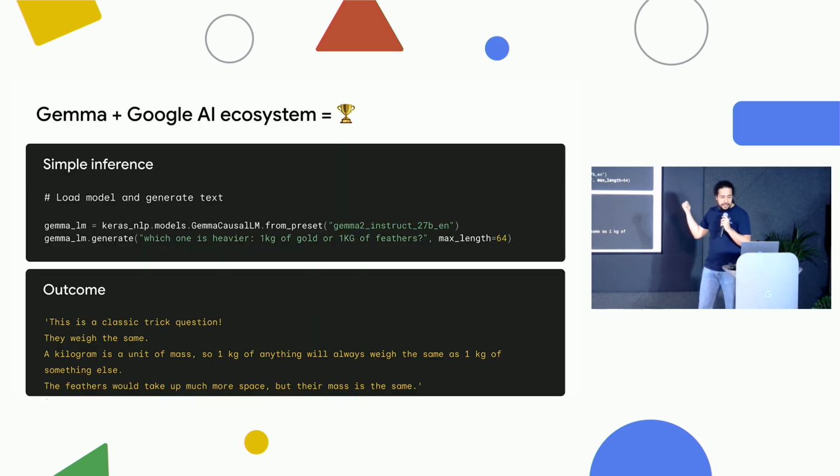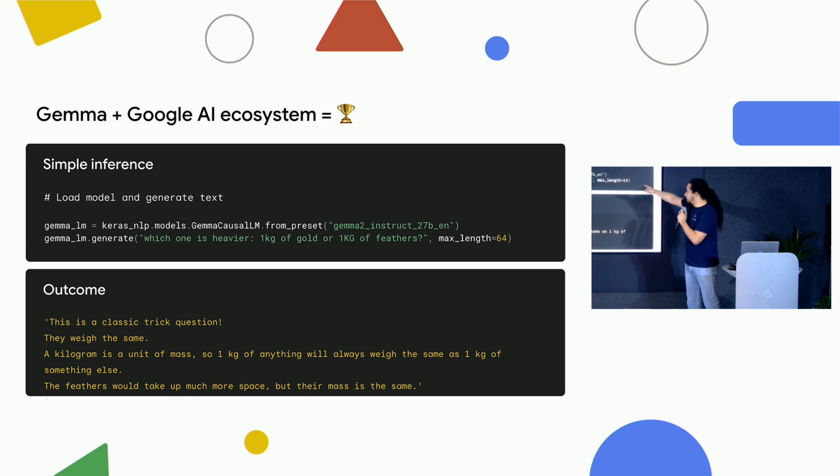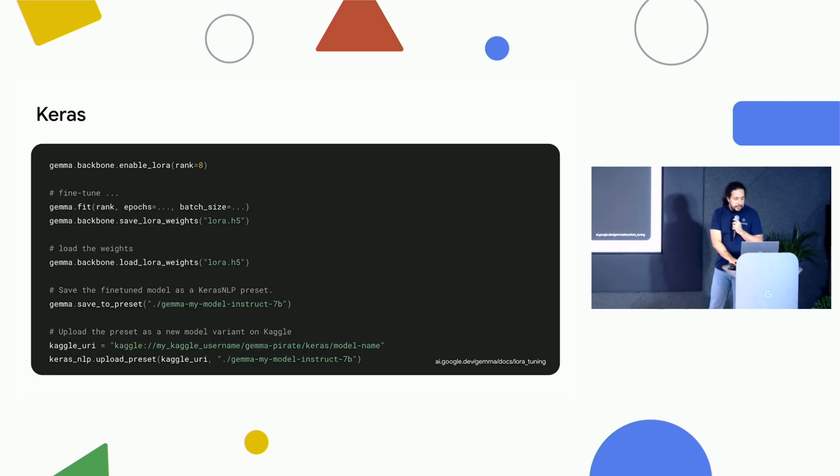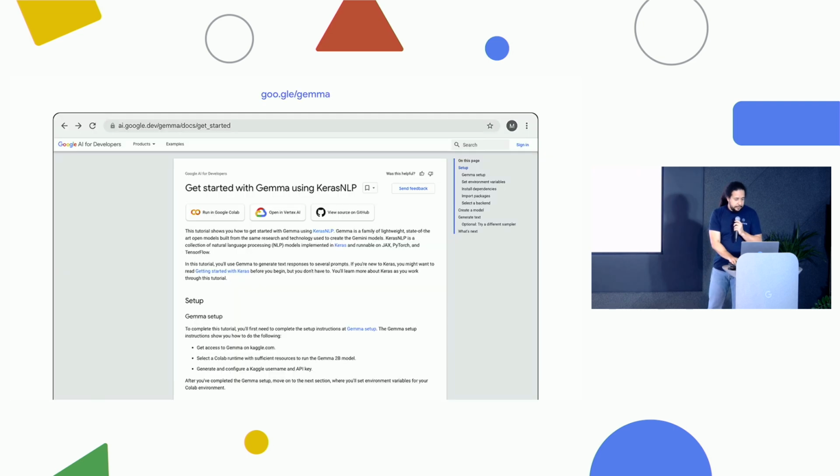Here's an example using Keras. It's like 2 lines of code, right? You load the model, this is the 27B, and then you ask a question. That's it. 2 lines of code. You can run the model and have some inference. You can, of course, do fine-tuning in Keras. You can deploy the model back. You can upload the model back to Hugging Face, Kaggle, and have other people use your model. We have a workshop on that if you want. I can talk about this later at the end.